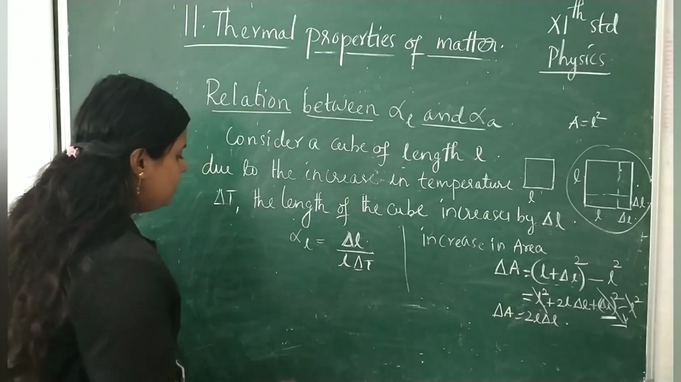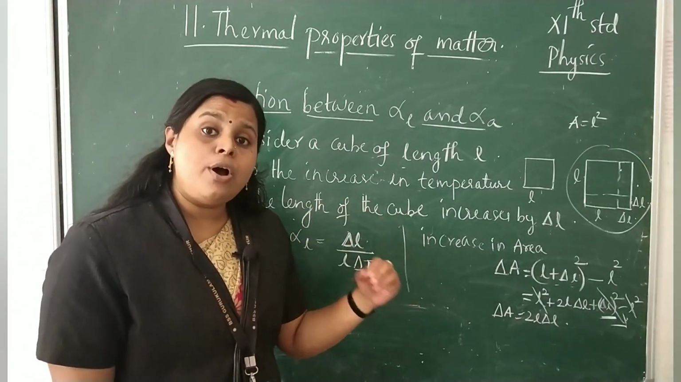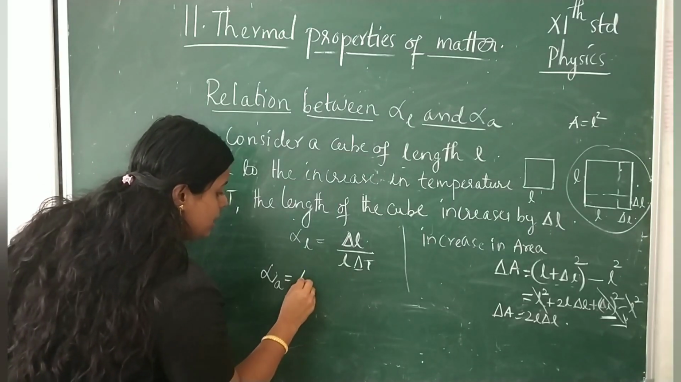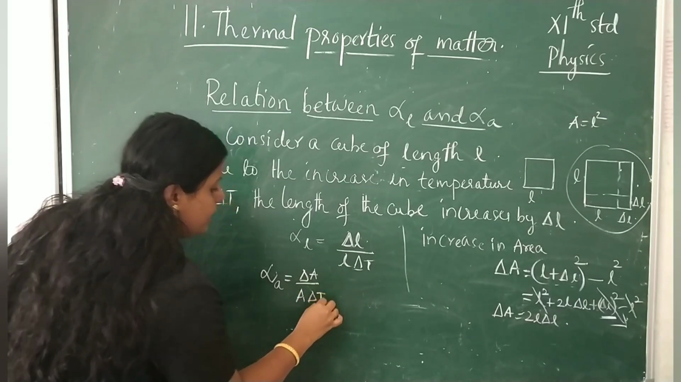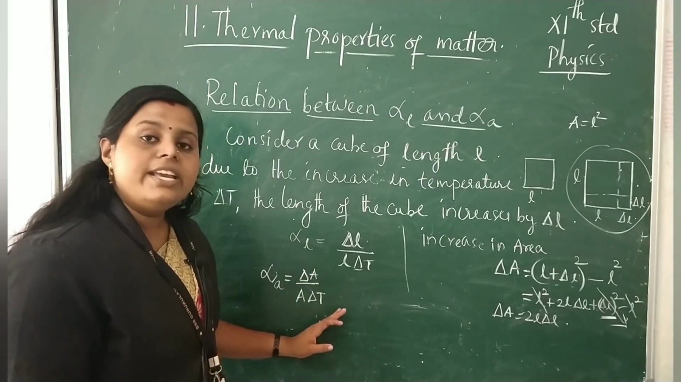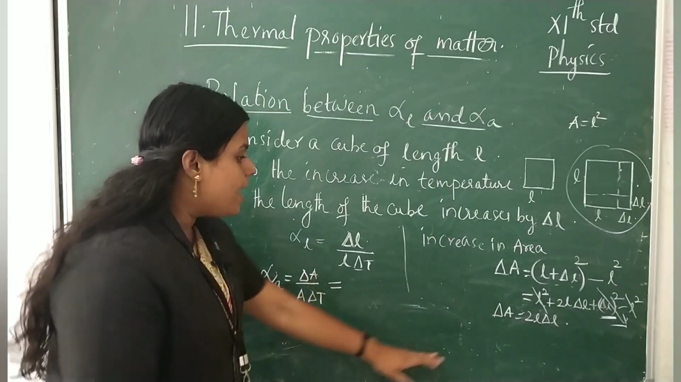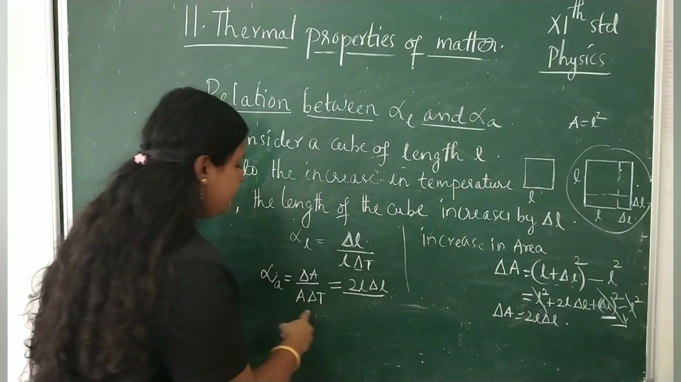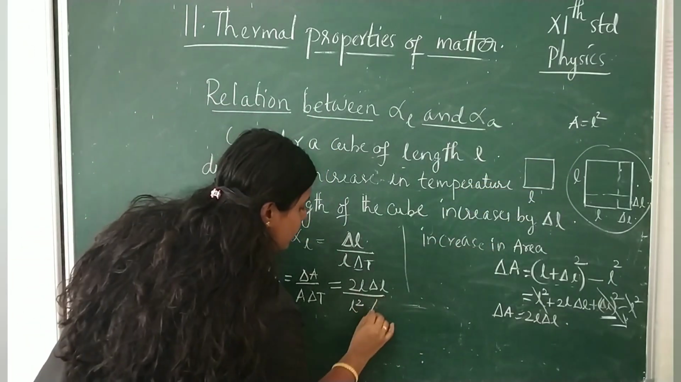Okay, now listen, what about alpha A? Yes, that is the coefficient of area expansion. So the coefficient of area expansion is equal to delta A divided by A into delta T. Okay, the fractional change in area divided by the change in temperature. So that is equal to what about delta A? That is 2L into delta L divided by what about the area? That is L square into delta T.